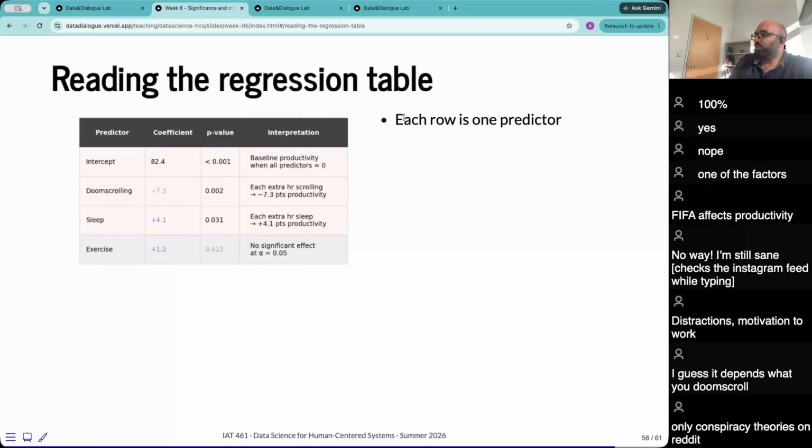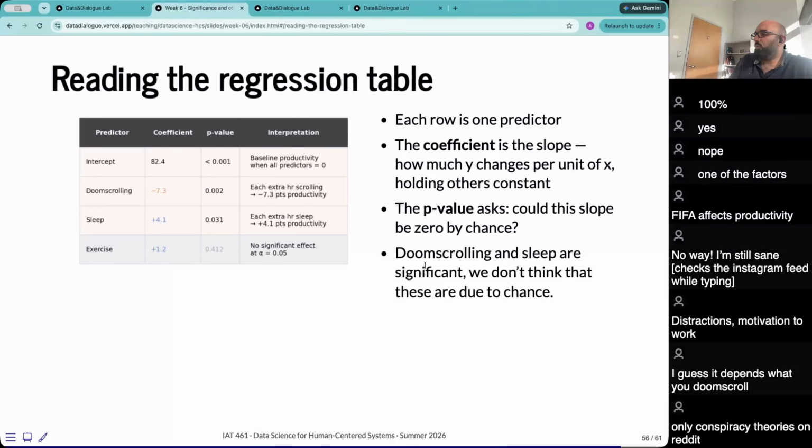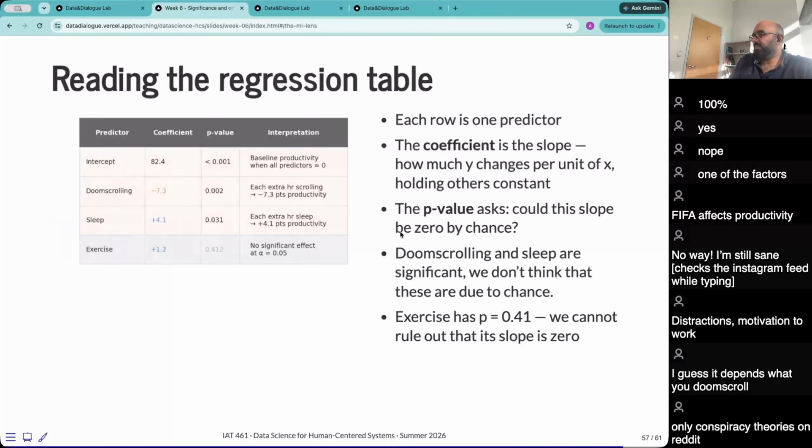Each row is one predictor. The coefficient is the slope, how much y changes per unit of x, holding others constant. The p-value asks, could this slope be 0 by chance? So you can say, okay, doom scrolling and sleep are both significant. We don't think that these are due to chance. And exercise has 0.4. We cannot rule that out. Although I think this is random data, I think exercise has out.